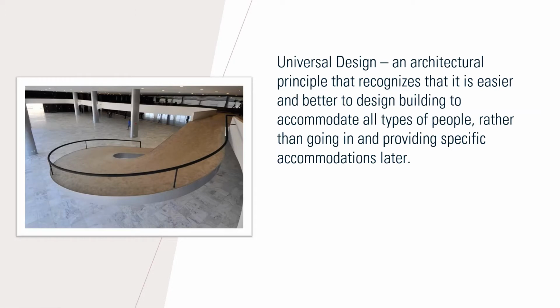Universal design is an architectural principle that recognizes it's easier and more cost-efficient to design a building with upfront accommodations to support all types of people. Consider a ramp. A ramp may be a requirement by law to accommodate someone in a wheelchair, but this simple accommodation can help many different types of people. For example, parents with baby strollers, children with short legs, and anyone with knee problems. Including a ramp in the initial design is best for everyone.